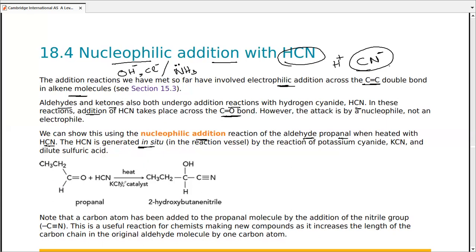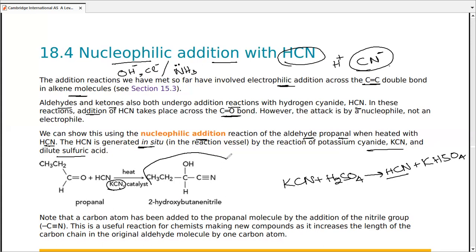Now, in order to mention the reagent, he has mentioned the reagents over here on the equation. Potassium cyanide, also written over here, and dilute sulfuric acid, also written over here. This dilute sulfuric acid and KCN are going to react. KCN plus H2SO4 are going to produce for us HCN plus KHSO4. This is the actual equation that goes with it, and this HCN is produced in situ, which means right there and then in the reaction vessel, to be reacted with our aldehyde and convert it into an addition product.